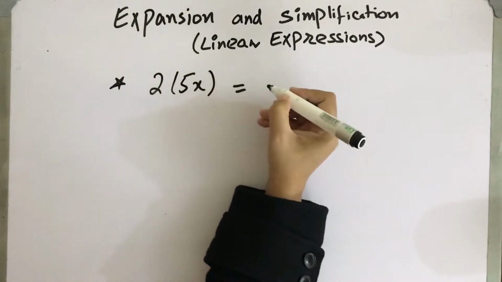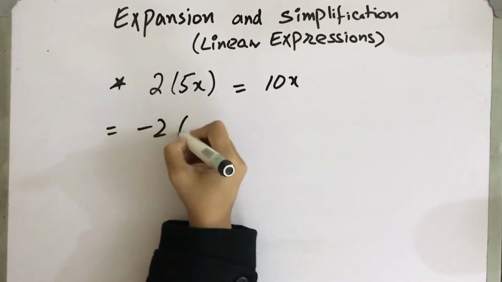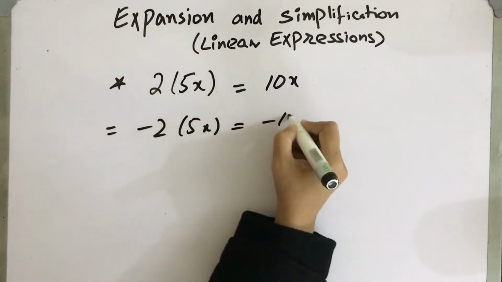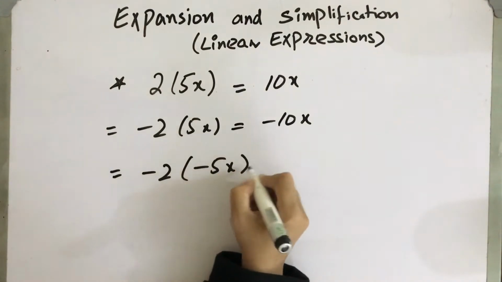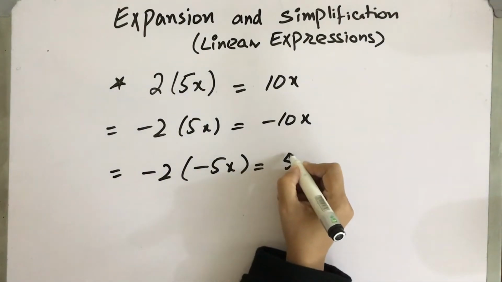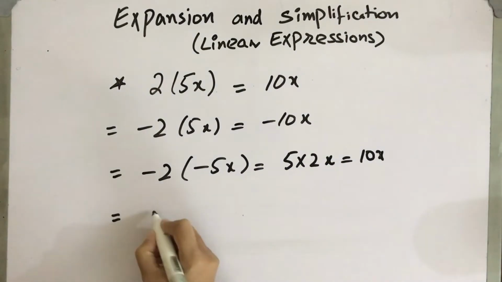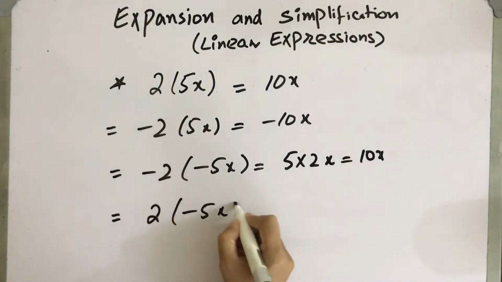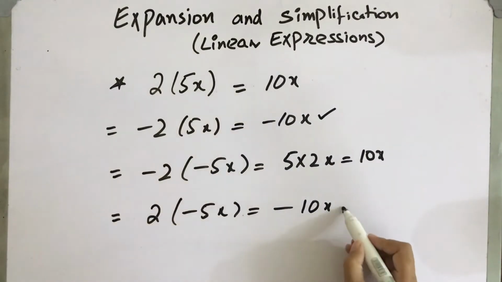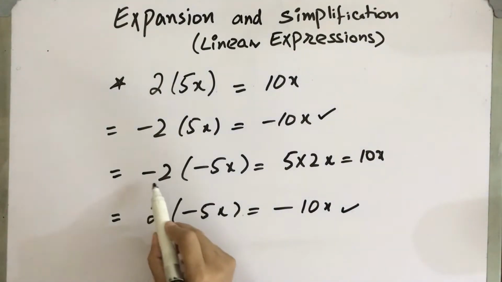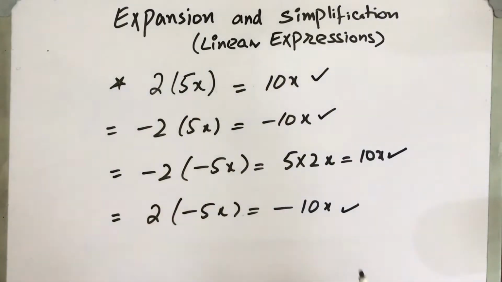For example, if we have 2 bracket 5x, it will become 2 5s are 10x. If we have minus 2 multiply 5x, it will be negative 10x. If we have negative 2 bracket negative 5x, it will be positive, 5 2s are 10x. And if we have positive 2 but inside negative 5x, it will be negative 10x. So whenever we have a single negative sign, we have a negative answer, but when we have two negative signs, we have a positive answer, and two positive signs will give us a positive answer.